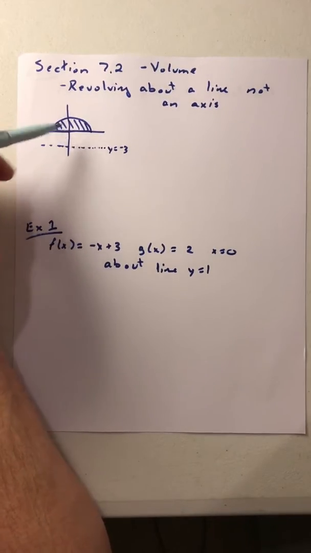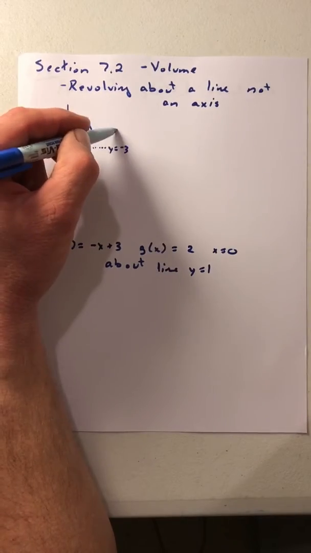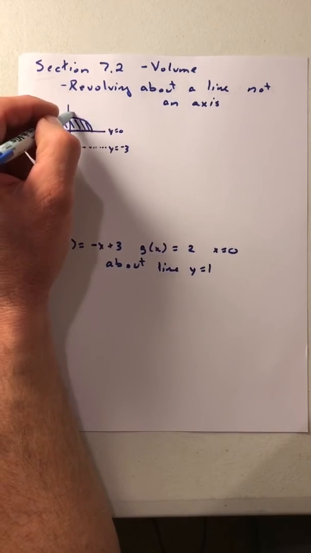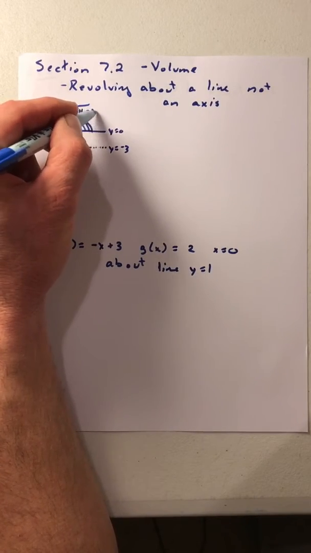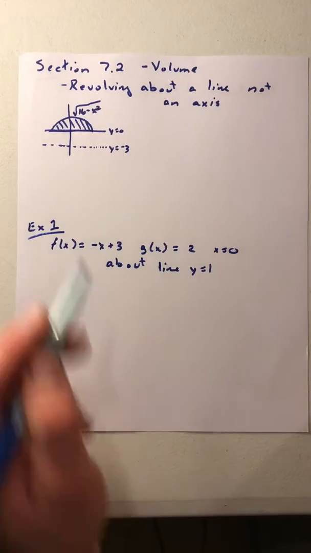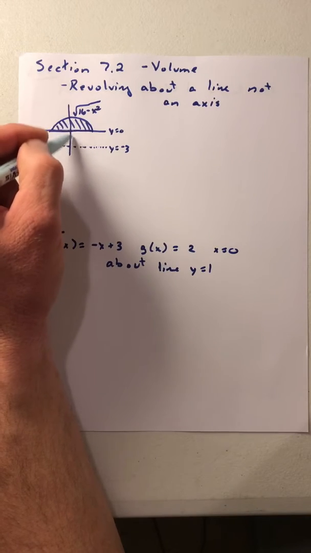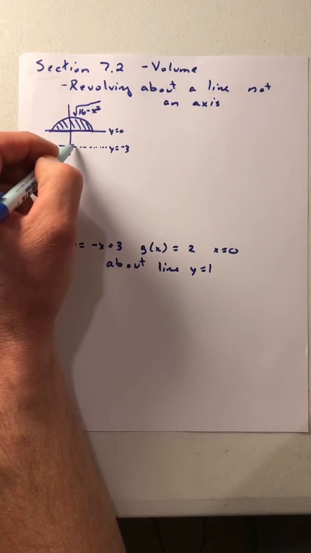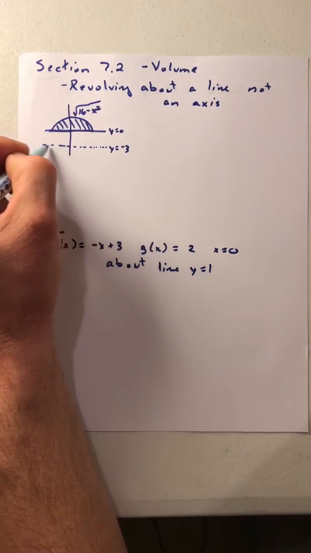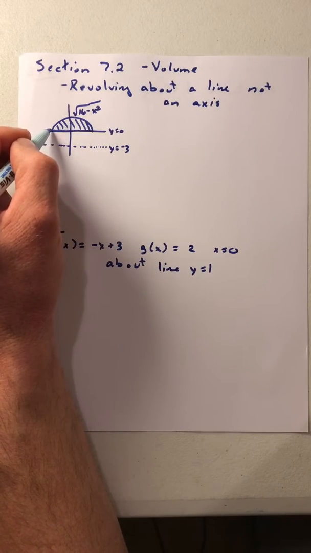Well, notice we could create this equation, which was y equals 0. We can give this an equation of maybe the square root of 16 minus x squared. If I were to move all of this up 3 units, then this y equals -3 would become the axis x equals 0.